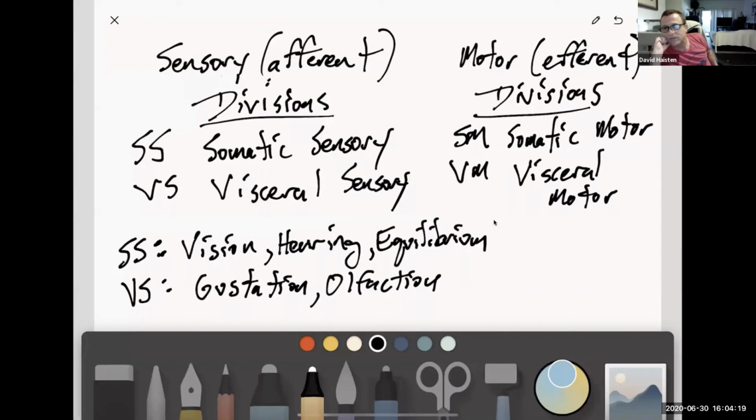Okay, so that's visceral motor. Visceral sensory, and it's kind of uncontrollable. So visceral sensory from special senses would elicit that. So these are the divisions. Any questions on this?